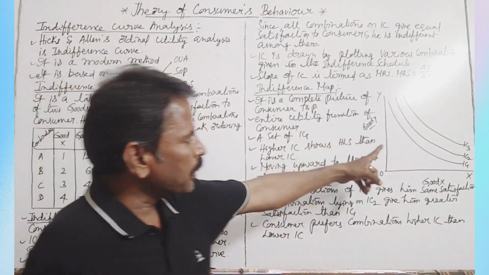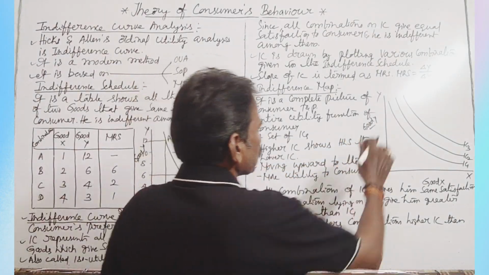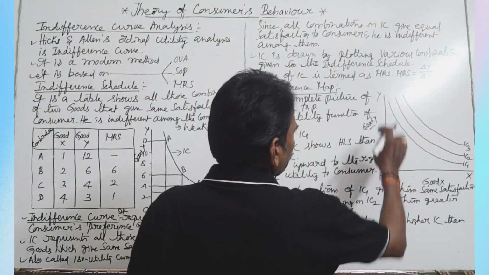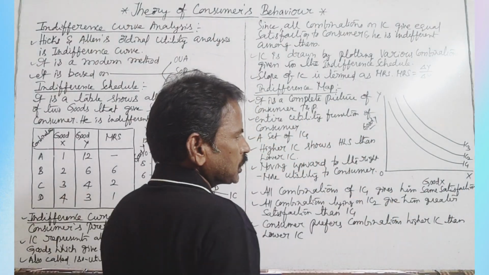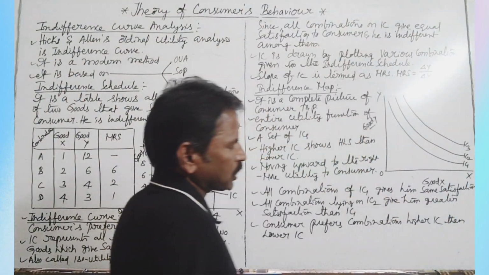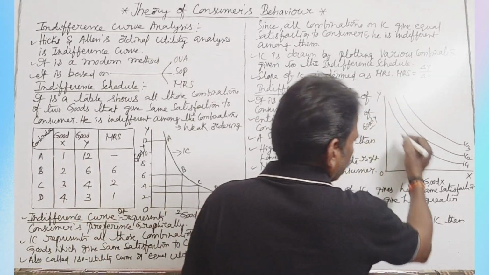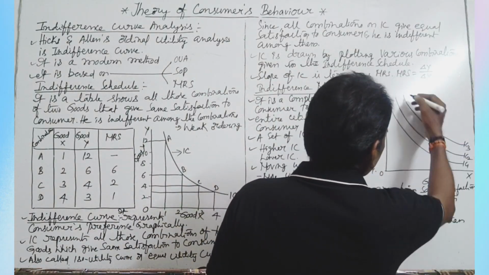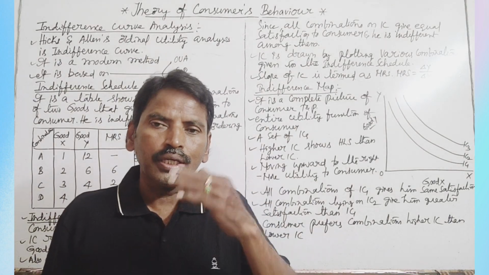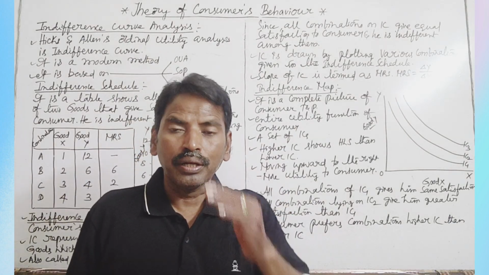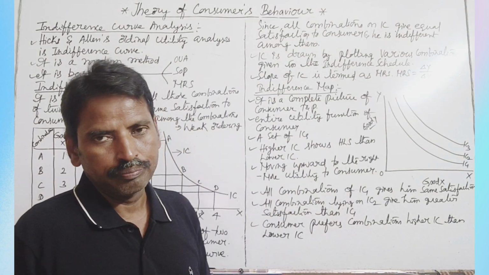If we observe the diagram, draw an L shape, mark YOX, good Y is measured on the Y axis, good X is measured on the X axis. So this is IC1, IC2, IC3. Indifference curves are arranged and numbered in ascending order.